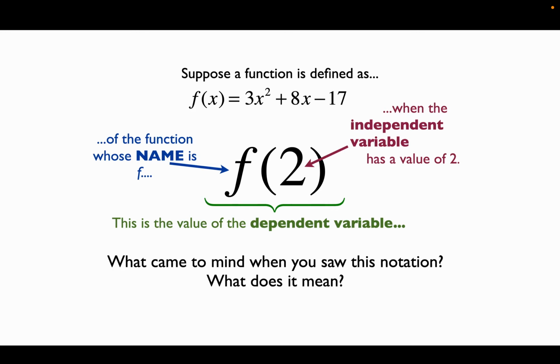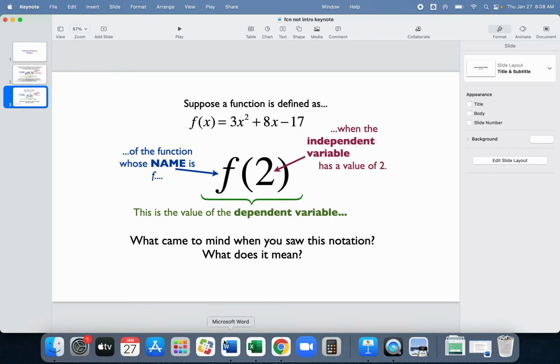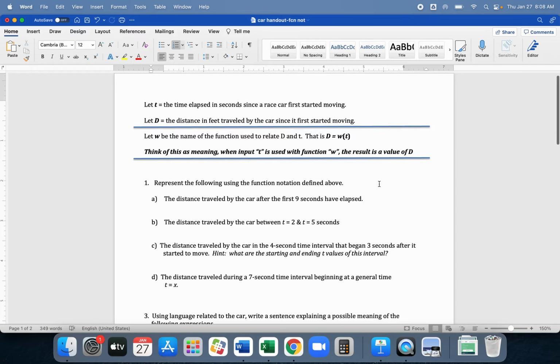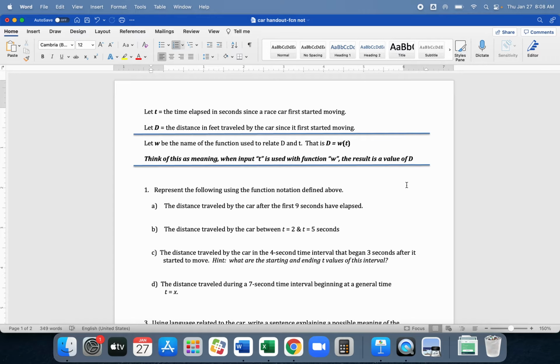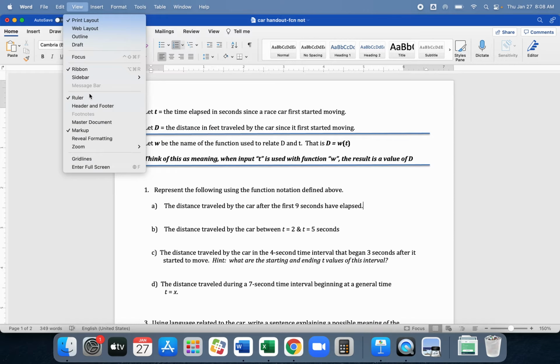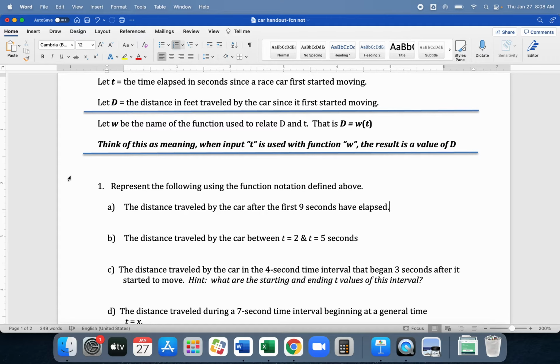So, function notation then. I will post a copy of just this worksheet as a link also. I didn't print out copies of this, it's a worksheet sort of thing. Let me zoom this in from me typing on it to you looking at it.